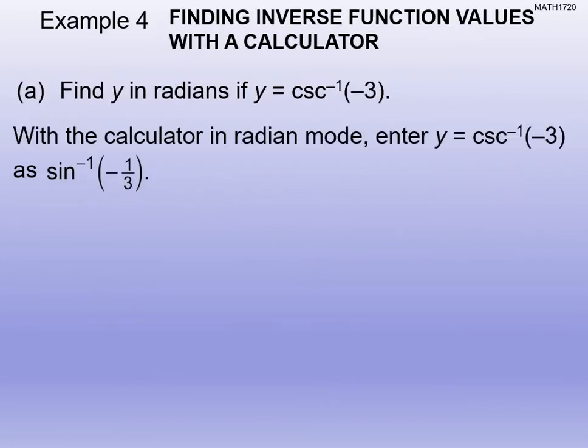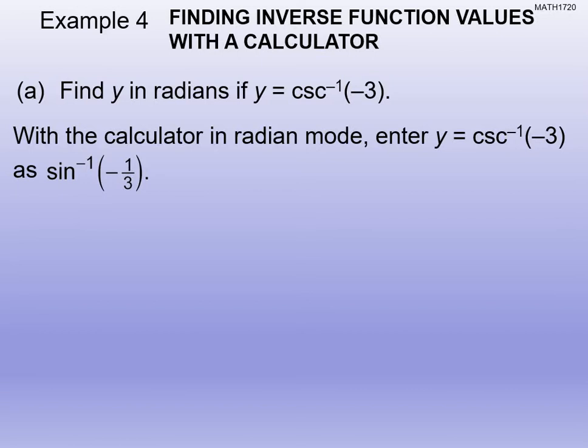Alright, so let's do this one in radians. We want to find y in radians, if y equals cosecant inverse of -3, so we put the calculator in radian mode. Remember, we can't do secant, cosecant, and cotangent. There's no buttons for them, so we have to make sure that we rewrite them in sine, cosine, or tangent forms to use a calculator. So in order to find radians of cosecant inverse of -3, we have to use the sine inverse function. So with your calculator, hit mode, make sure you're in radians for this one.